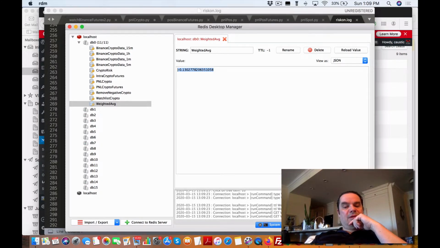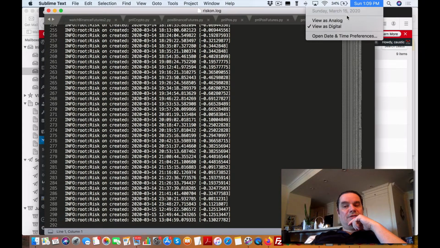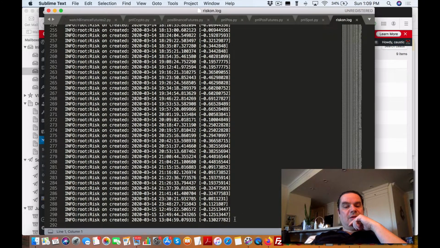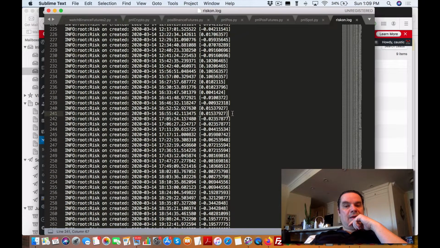I also have the ability to log these on an hourly basis. The reason I do this, as you can see here, being Sunday, March 15th at 1:09 p.m., you can see here the average, the timestamp of that average, and you can identify when the market has gone somewhat positive and how positive it is, as right here. That right there that I just highlighted is a positive uptrend.